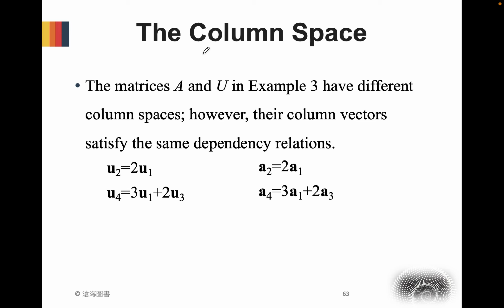Okay, so about the column space. The matrices A and U in example 3 have different column spaces. However, their column vectors satisfy the same dependency relation. Okay.